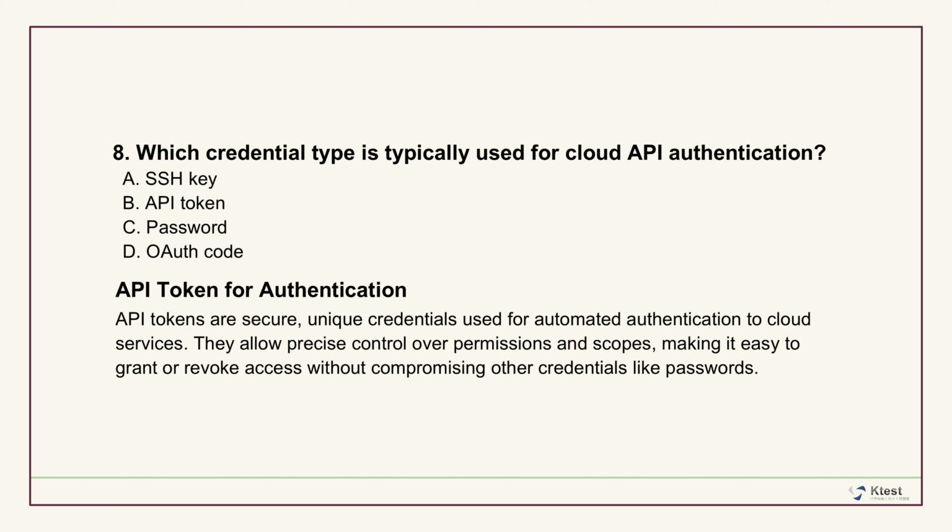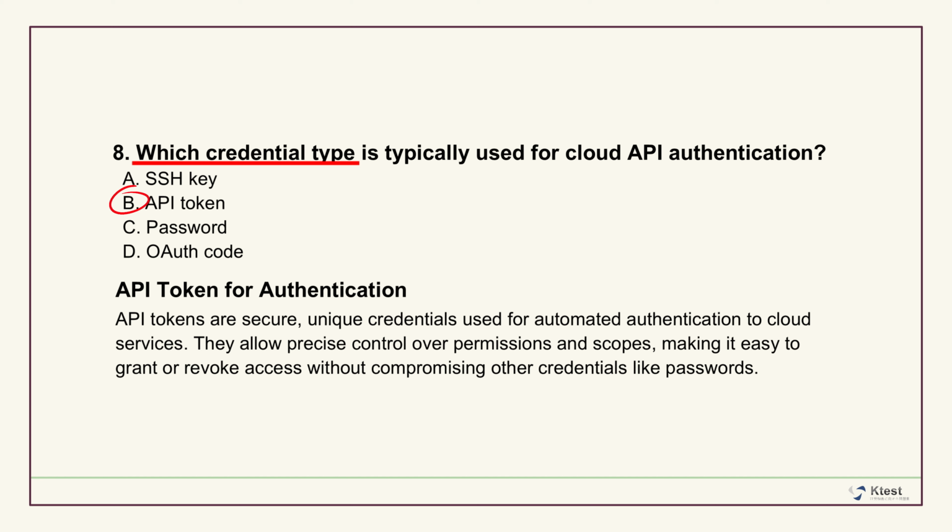Like scripts or tools. Yeah. The source asks about the usual type of credential for authenticating with cloud APIs. What does it specify? The source says an API token is typically used for that kind of cloud API authentication. An API token. Is there a reason given why that's the go-to? Yes, the explanation points out that API tokens are secure, first off, and they're commonly used specifically for automated API requests. Okay, designed for automation.